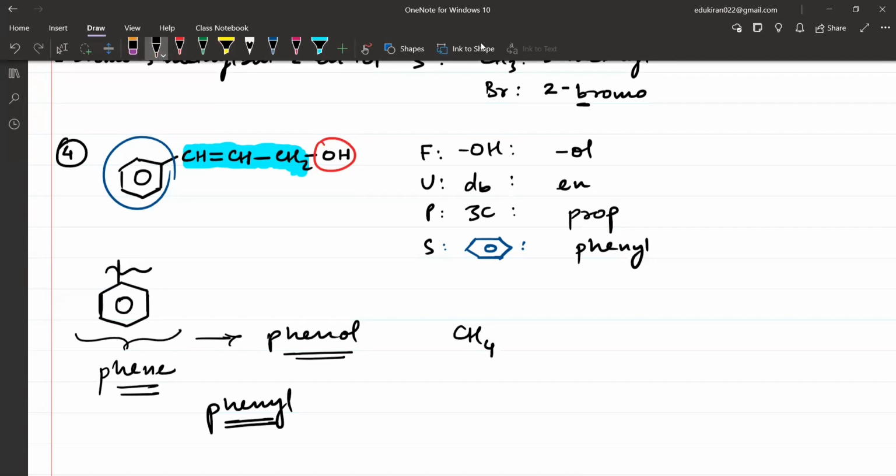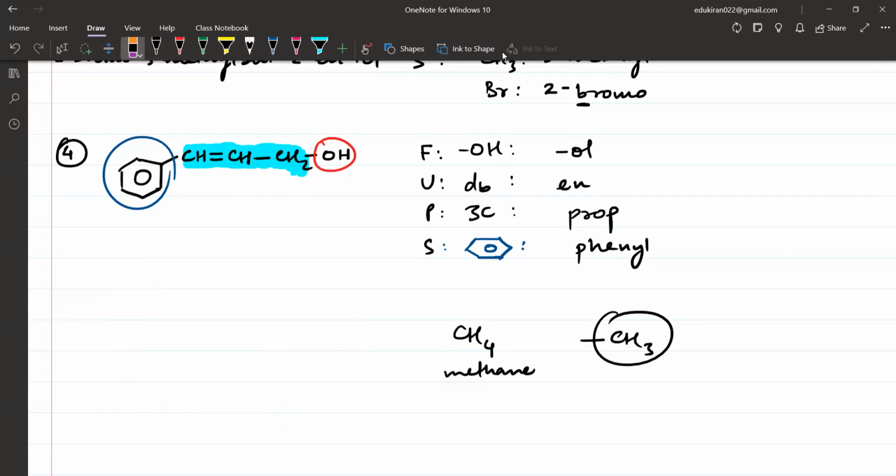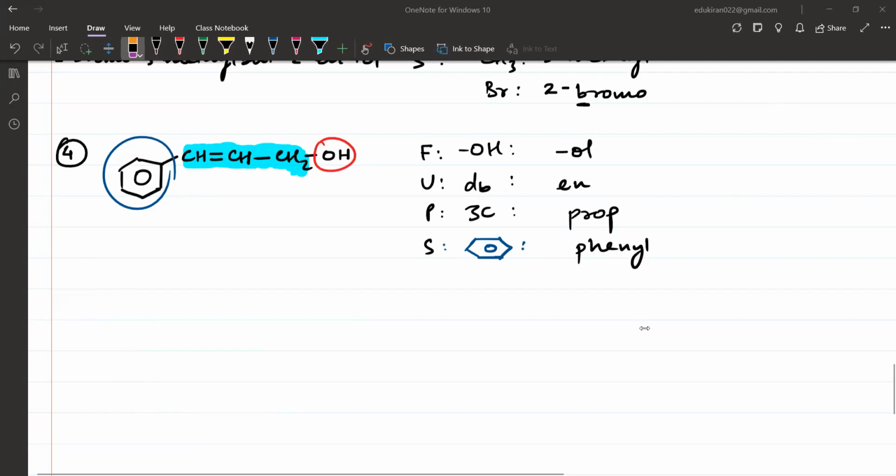For example, you have CH4, it is methane, right? What is CH3? The CH3 will be attached to something. Methyl. Similarly, the phene becomes phenyl. But if you ask someone why it is benzene, phenyl, and not this and not that, tell me. Because it is just a name.